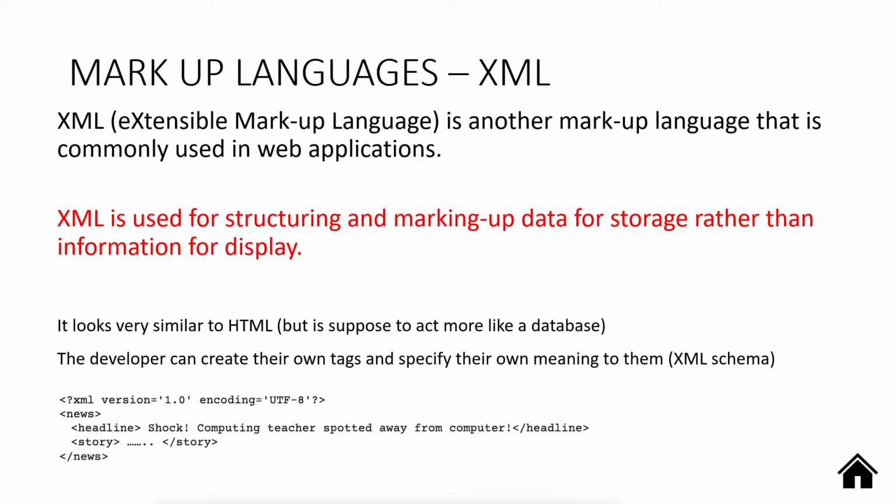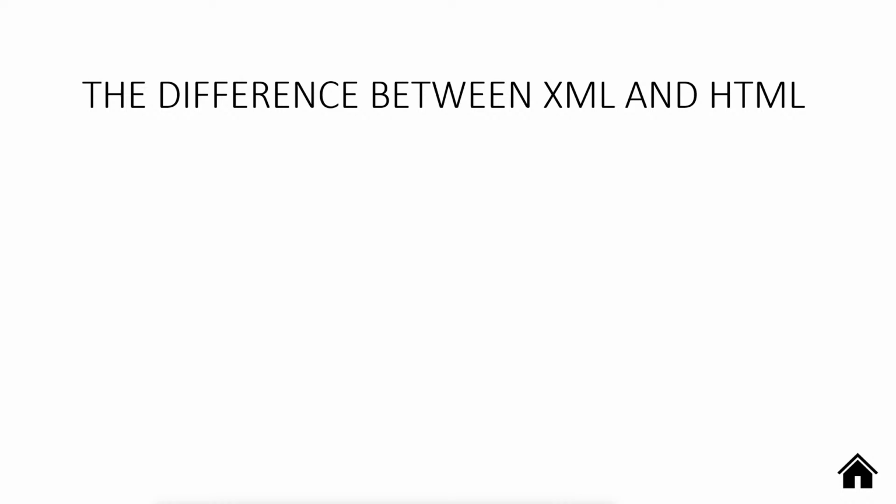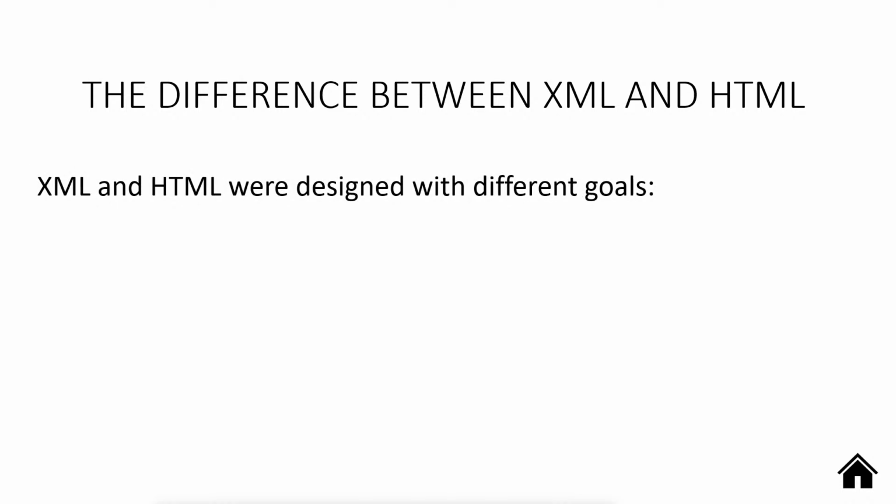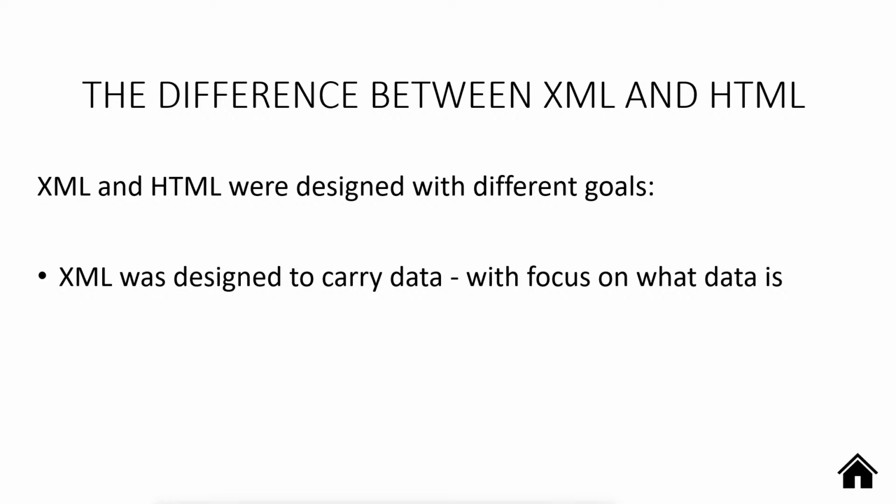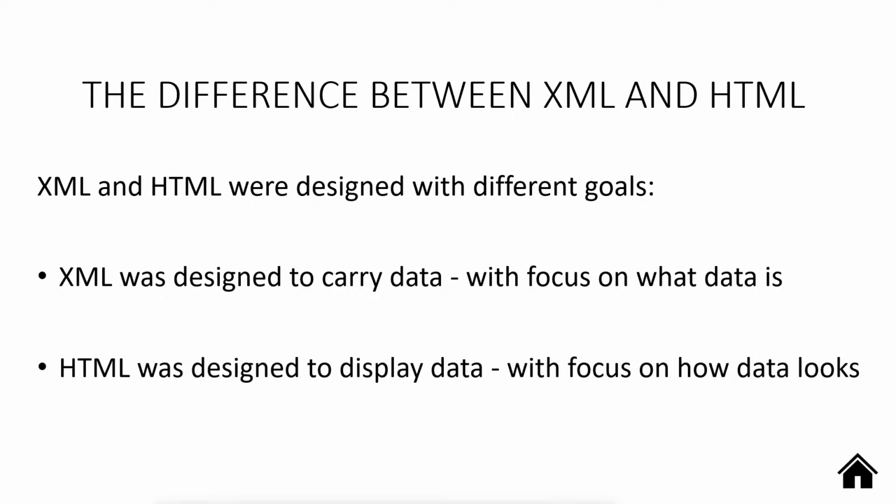So for example there, you would declare your version of XML you're using, and then you can make your own tags. So there's no such thing as a news tag in HTML, but in XML you can make up your own tags to do whatever you like. So just to push the point, the difference between XML and HTML is the fact that XML is designed to carry data and HTML is designed to display it.